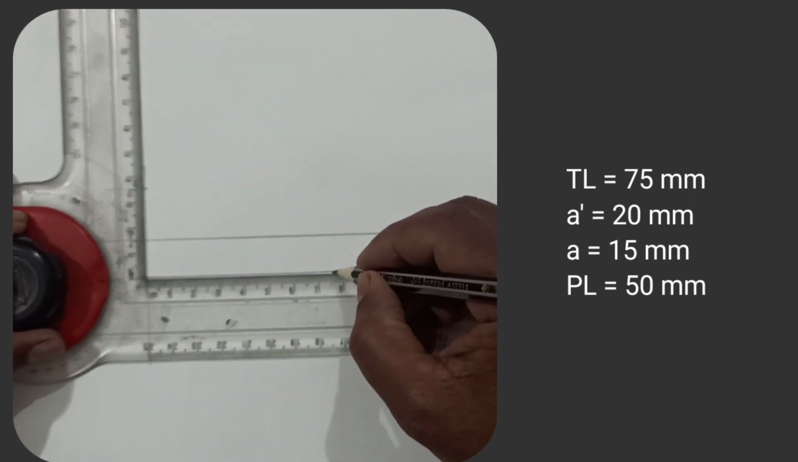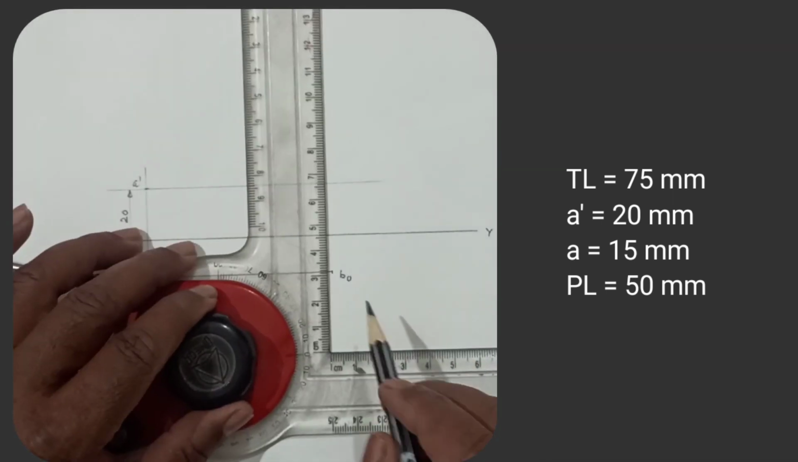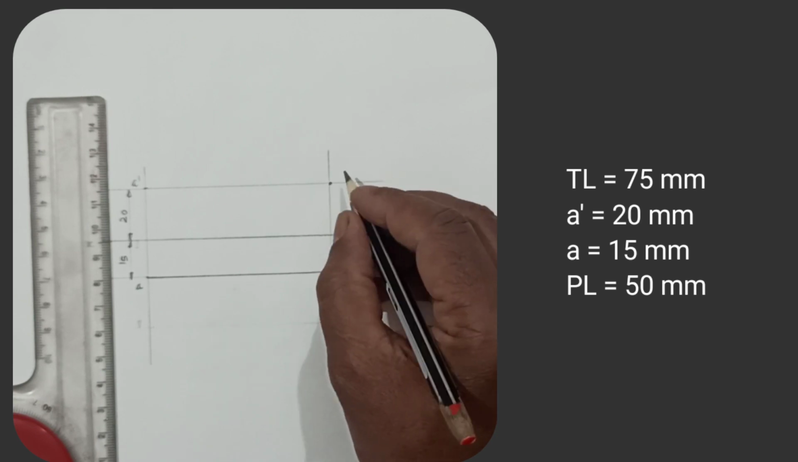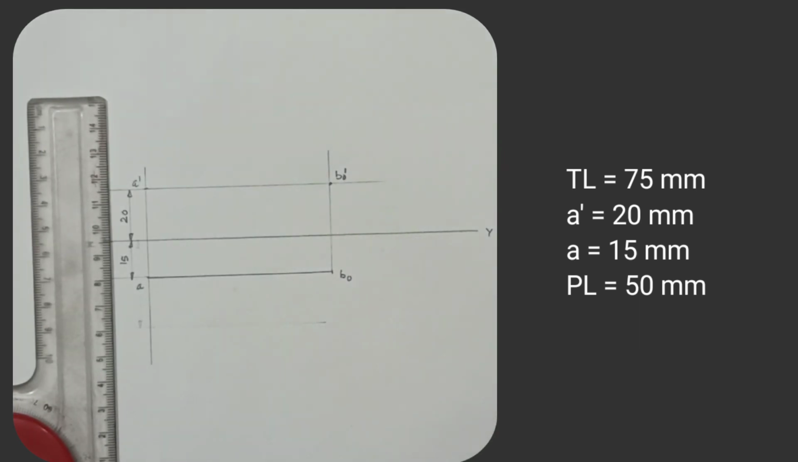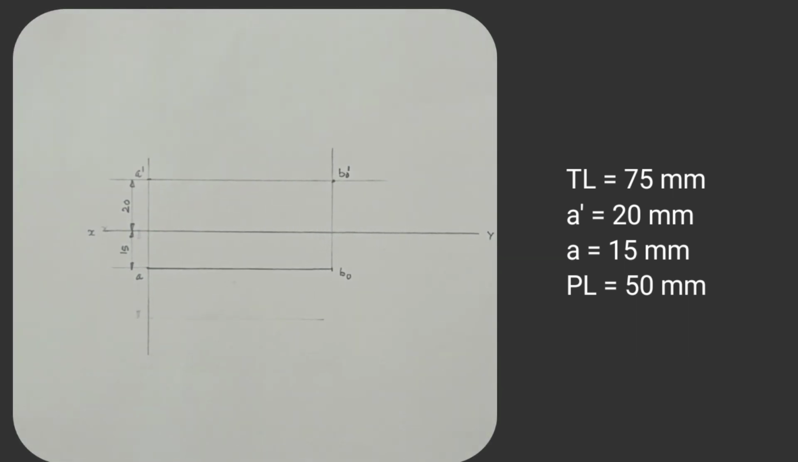Now draw a line parallel to XY in top view as well as front view, which will indicate the front view and top view when the line is parallel to both planes. So the front view is A dash B0 dash and the top view is A B0.